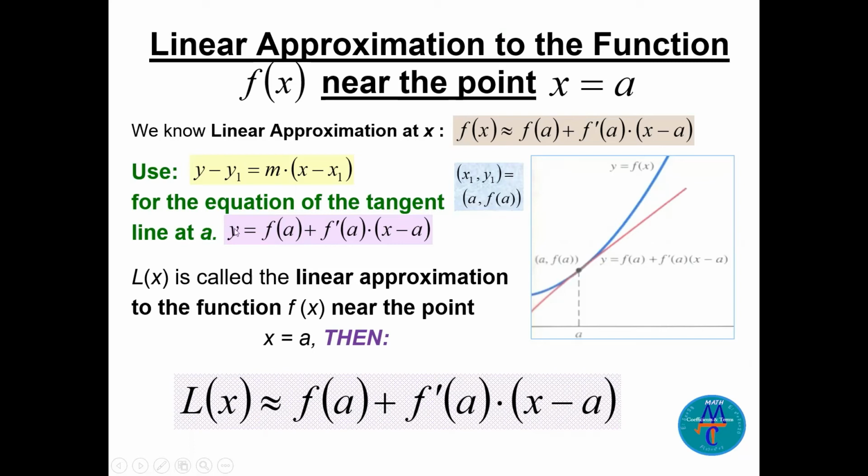Then I can find y. So y will be f(a) plus, the m is the derivative here, f'(a) times (x − a). L(x) is the linear approximation to the function itself near the point x equals a. So L(x) will be approximately f(a) + f'(a)(x − a). Now remember, this is a linear function, and this is the value for approximating x.